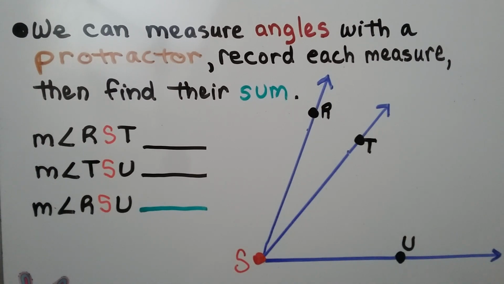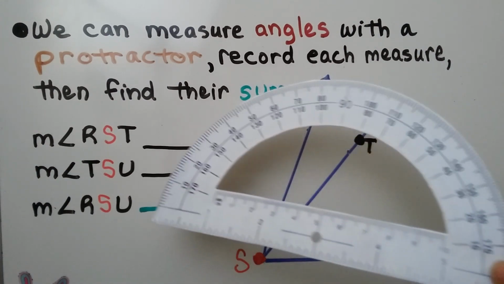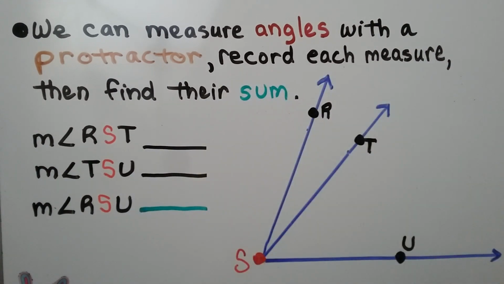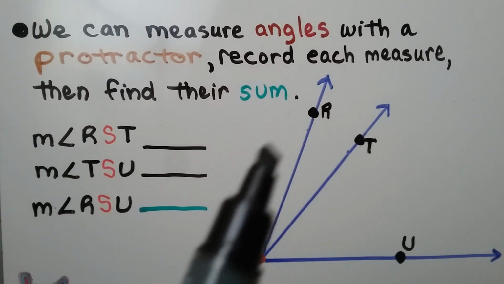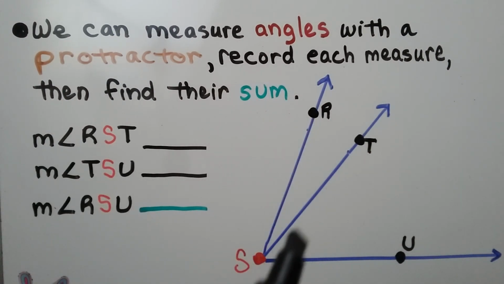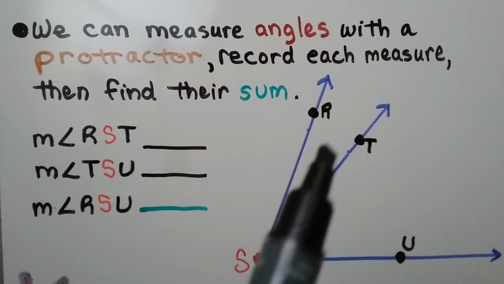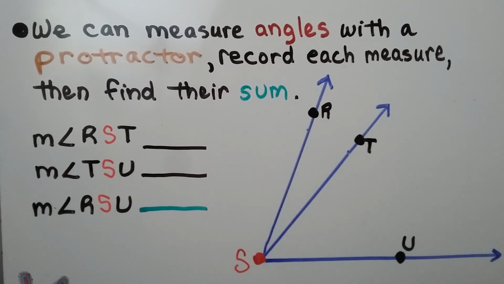We can measure angles with a protractor, a thing like this. We can record each measure, then find their sum. We need to find the measure of angle RST. Here's R, here's S, and here's T. So we need to find this angle measure.